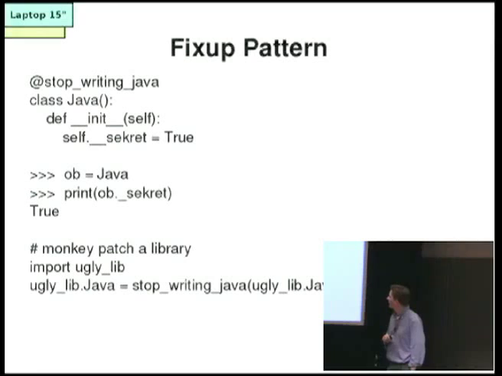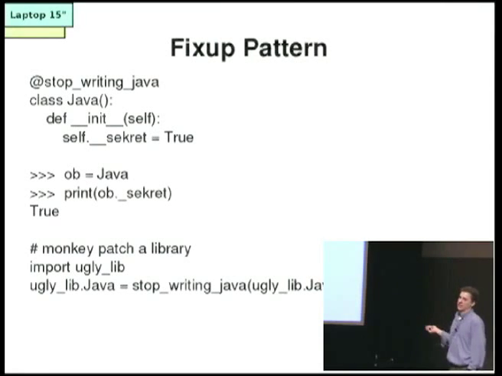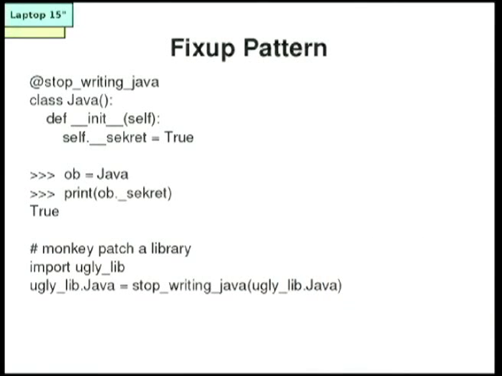So here's stop writing Java in use. So we have our Java class with our secret attribute. Throw a stop writing Java at it. No problem. We can access secret with a single underscore. And at the bottom is an example. Since decorators are just functions, you can also use it to monkey patch their library.